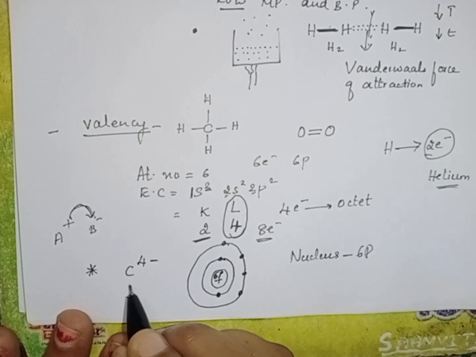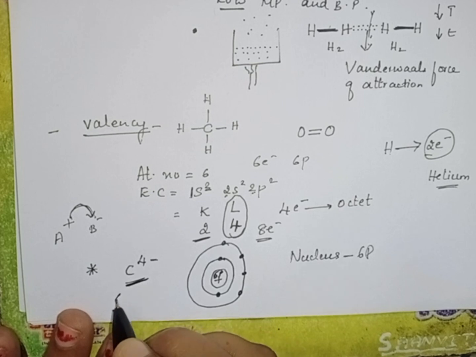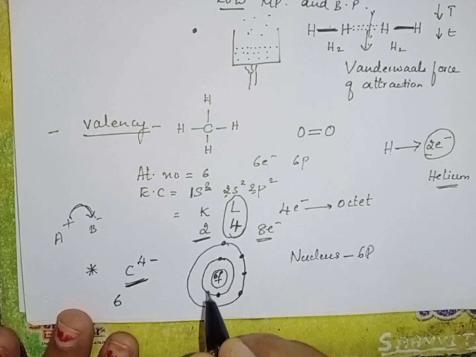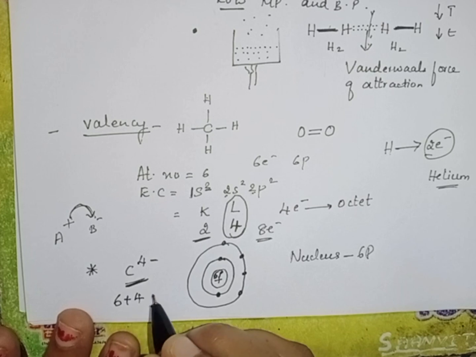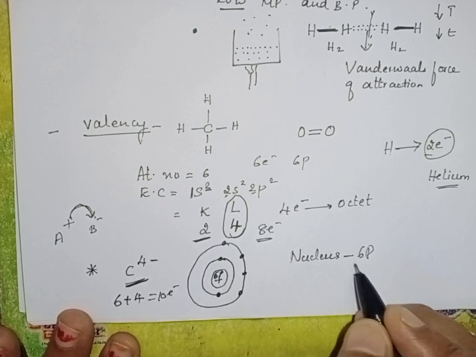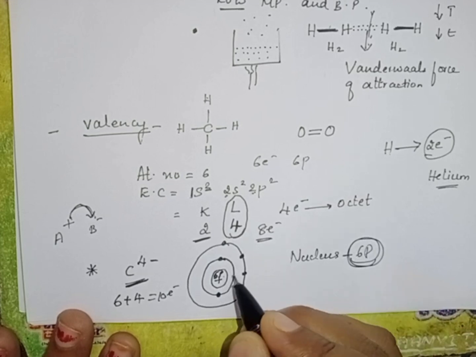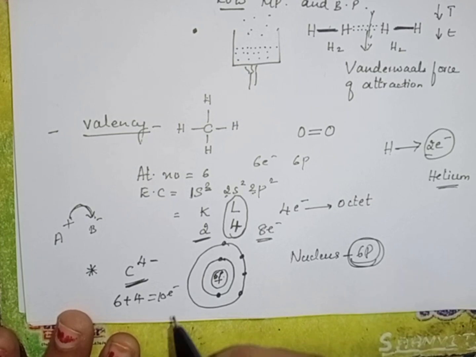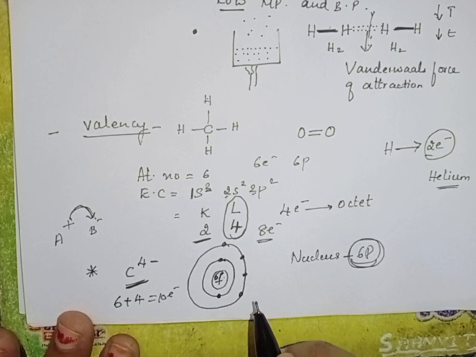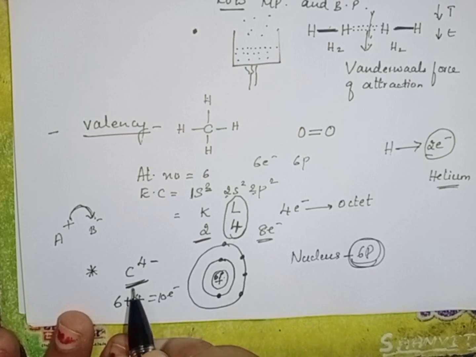Now think that it has taken 4 electrons. Already 6 electrons are there by itself. It is taking 4 electrons. Total 10 electrons. Do you think that 6 protons in the nucleus can hold 10 electrons in its shell? No, it is not possible. It becomes unstable. So it cannot accept 4 electrons.